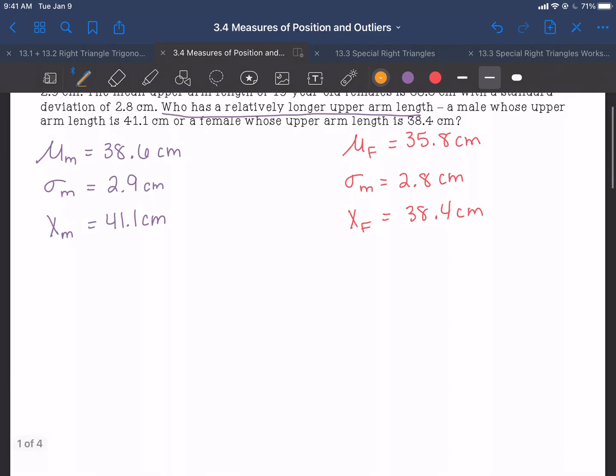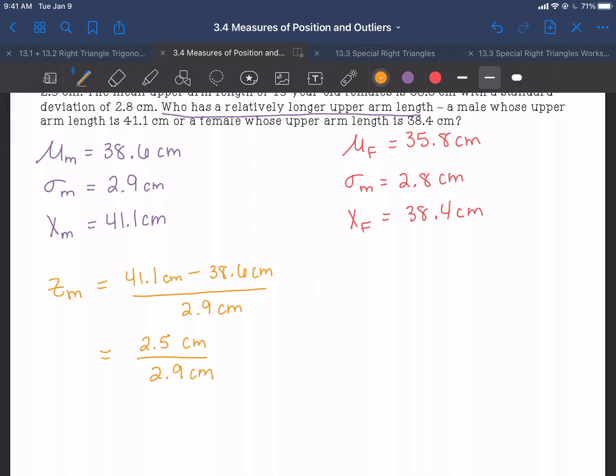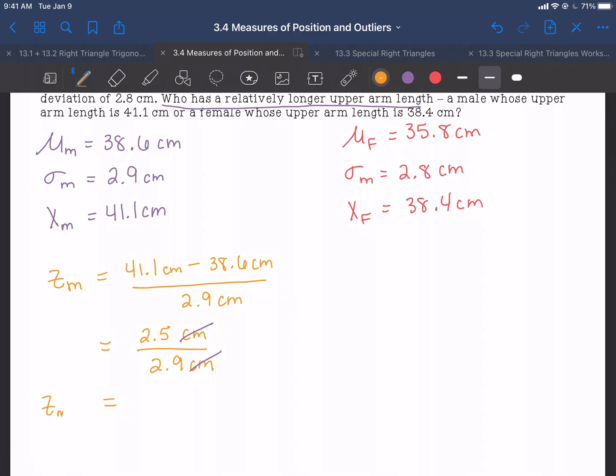If we find the z-score for the male, we take the data value, 41.1 centimeters, minus the mean, which is 38.6 centimeters, and divide by the standard deviation, which is 2.9 centimeters. Doing that, we get 2.5 centimeters over 2.9 centimeters. This shows how the z-score becomes unitless, because the units, centimeters, cancel out. The z-score of the male is 0.862, and that's unitless.